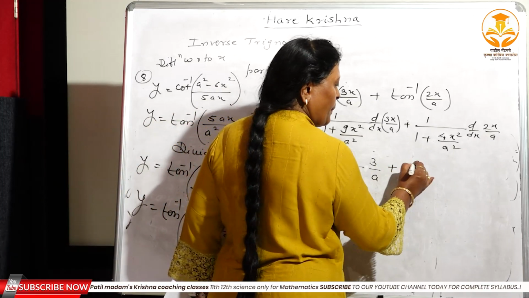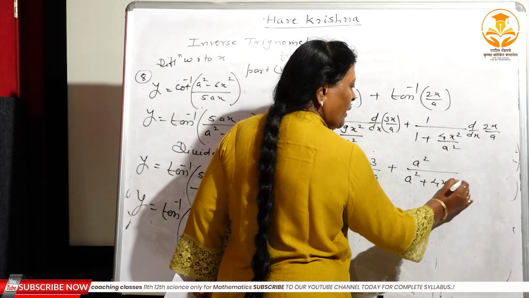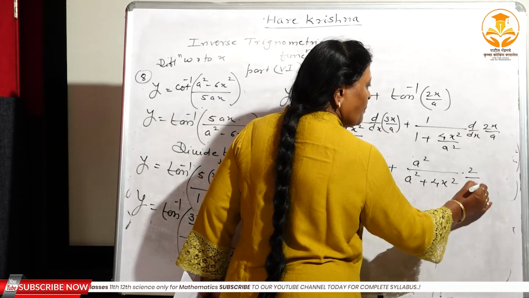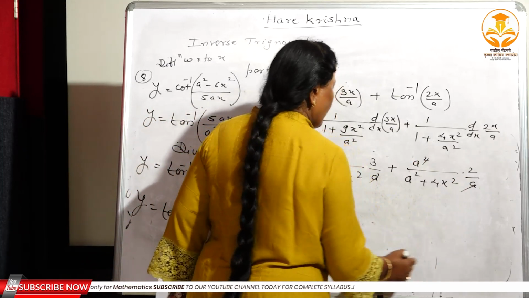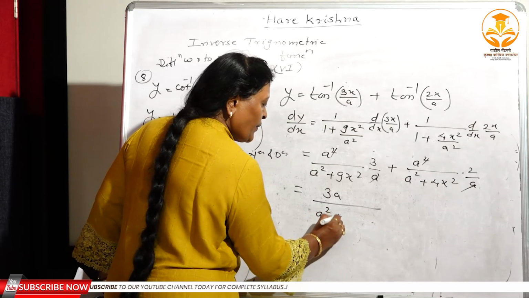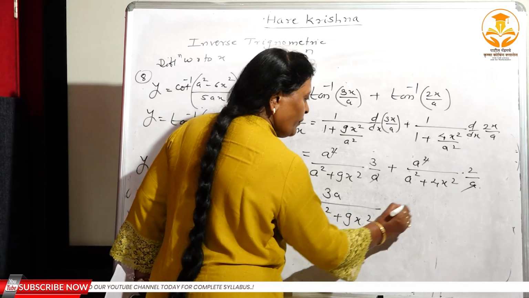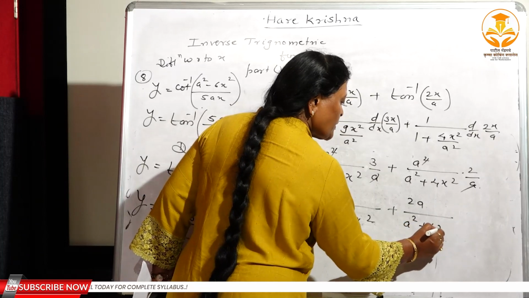Again here cross multiply, and a square is in the numerator, a square plus 4x square, 2 by a remains as it is, the derivative of x is equal to 1. Again a gets cancelled, here also cancelled. What remains? 3a divided by a square plus 9x square and 2a divided by a square plus 4x square.